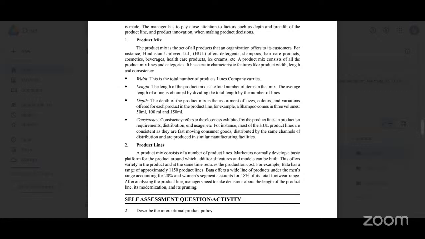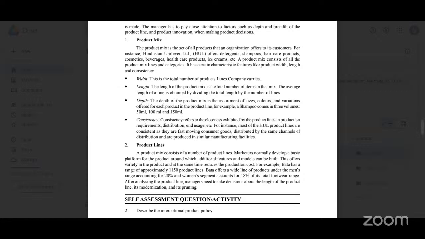And then we go to the depth. The depth of the product mix is the assortment of sizes, colors, and variations offered for each product in the product line. For example, when we talk in terms of a shampoo, it comes in three volumes: 50 ml, 100 ml, 150 ml. We also see 175 ml, and we also see sachets. So there are multiple variations of the same shampoo that are available for a consumer.